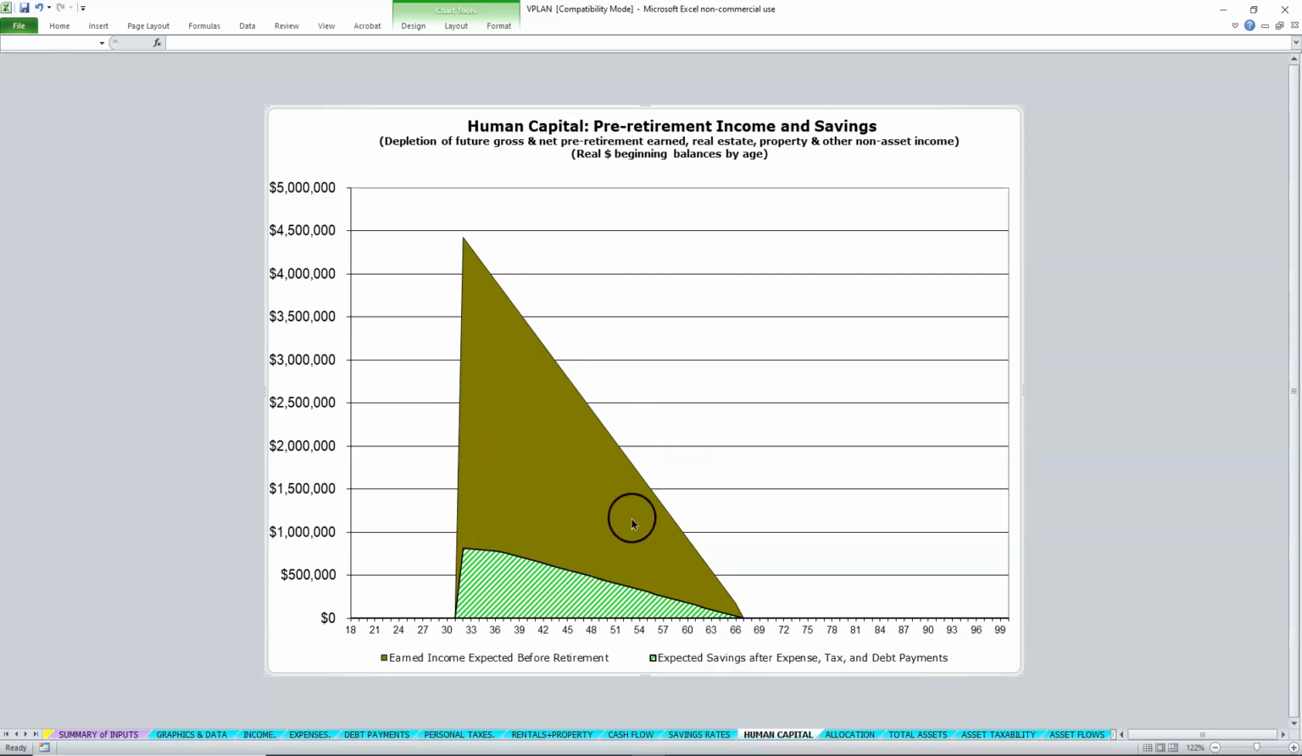This darker green wedge is gross expected human capital at any projection age. Gross human capital is expected lifetime earnings that are consumed along the way and used to pay ongoing expenses, debts, and taxes. This lighter wedge with diagonal green bars is the net expected human capital at any projection age. Net human capital is also expected lifetime savings after expenses, debt, and tax payments.